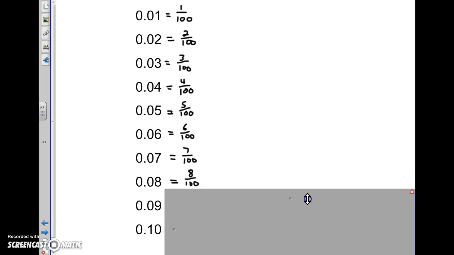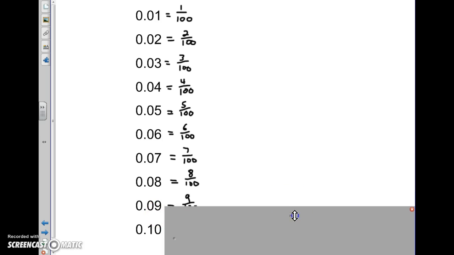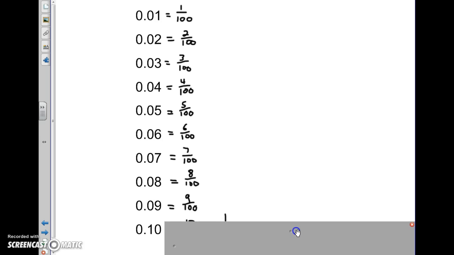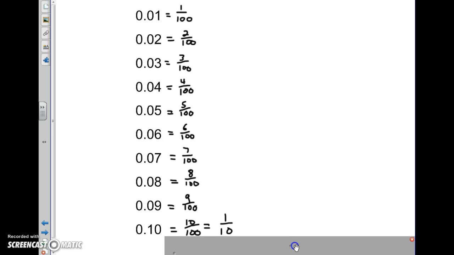And so really you're just seeing the digit. Right here I see a 9, it's in the hundredths place, so it's 9/100. After 9/100 it would be 10/100. And with 10/100, we can't fit a 10 in this one place value, right? So it moves over to the next place value.